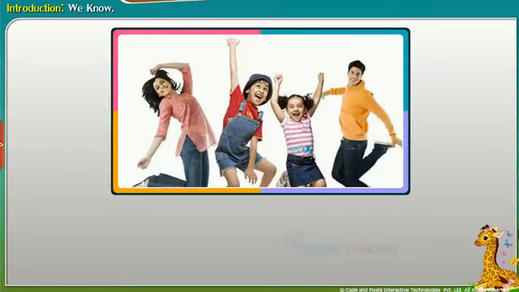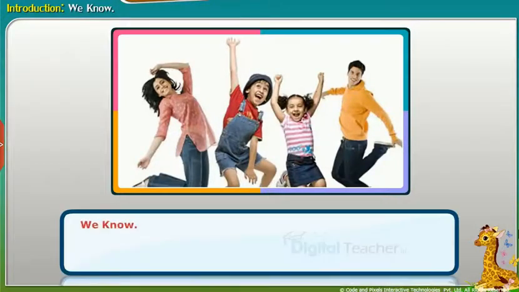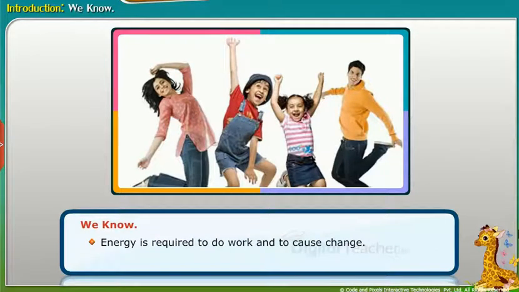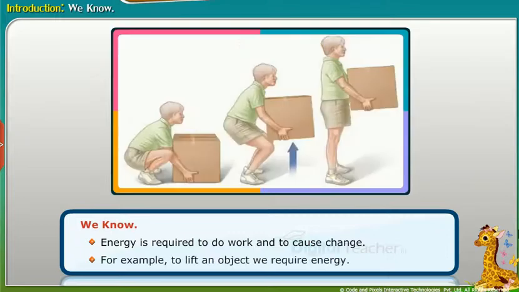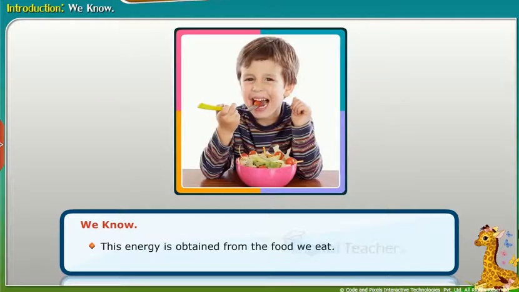Now, let us start our chapter with the introduction. We know energy is required to do work and to cause change. For example, to lift an object, we require energy. This energy is obtained from the food we eat.